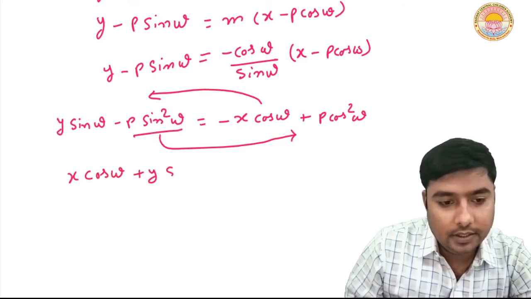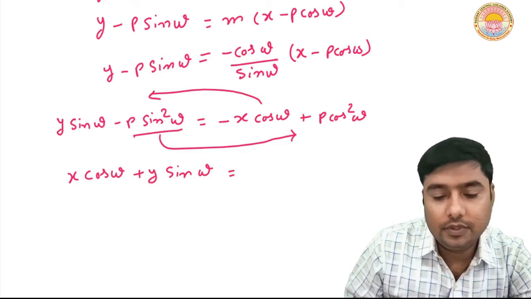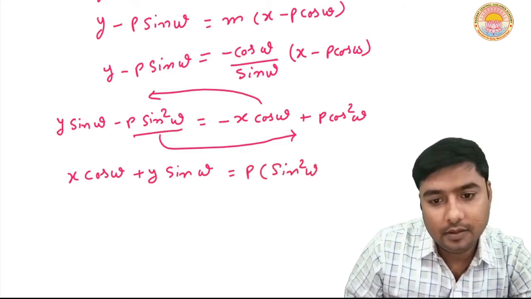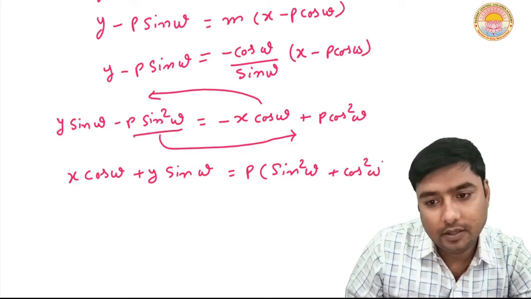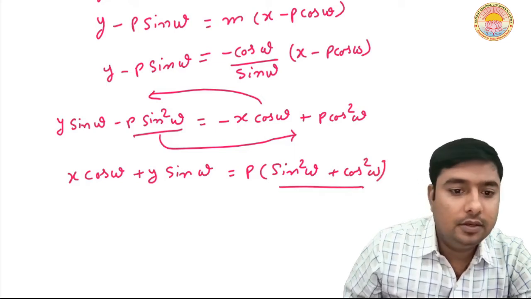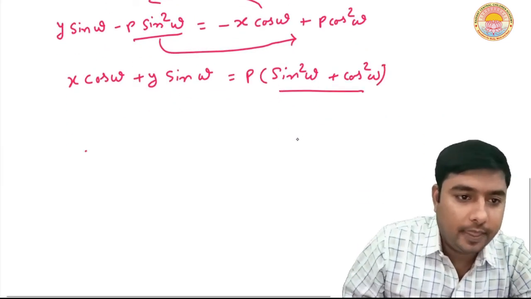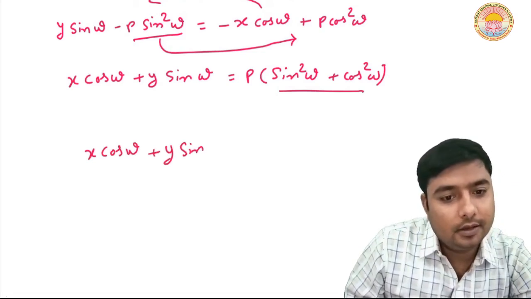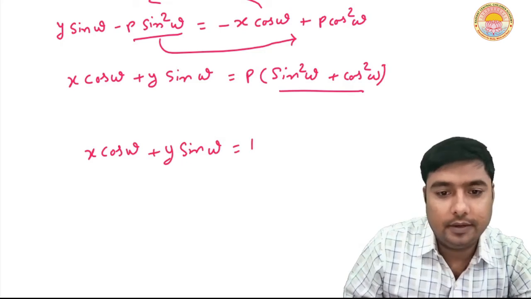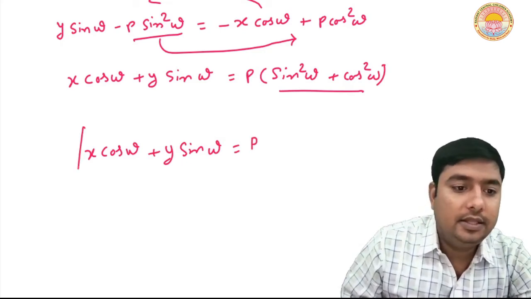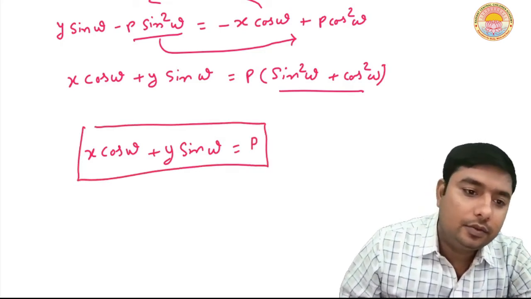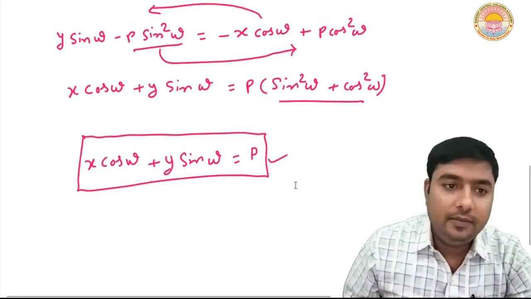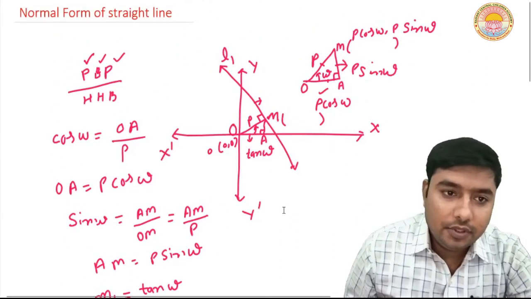plus y sin omega equals p. In common, we have p times sin square omega plus cos square omega, which equals 1. So here we can write x cos omega plus y sin omega equals p. This equation shows the normal form of the straight line. This equation is very important for the questions.